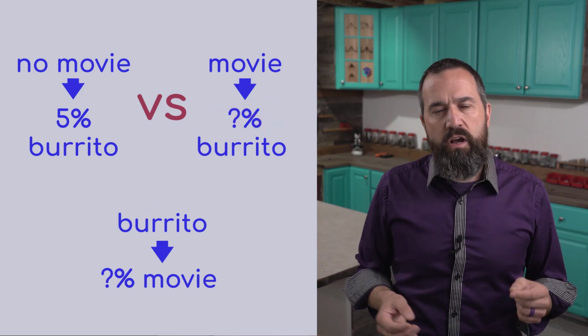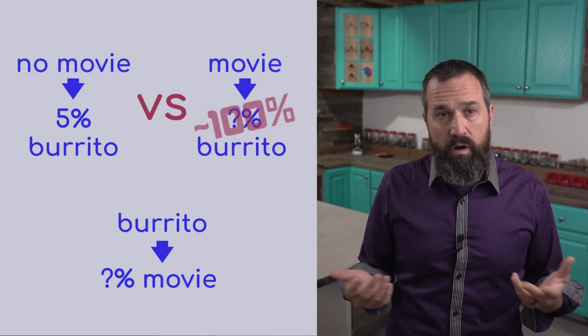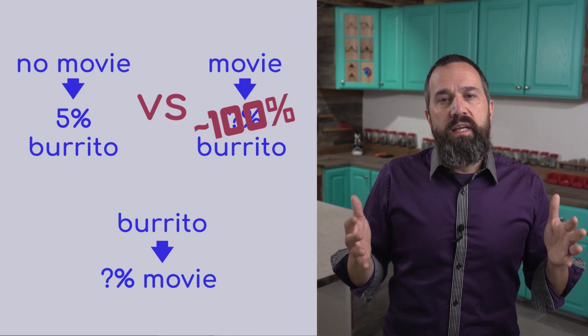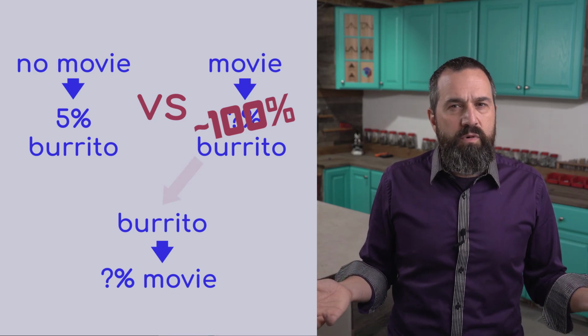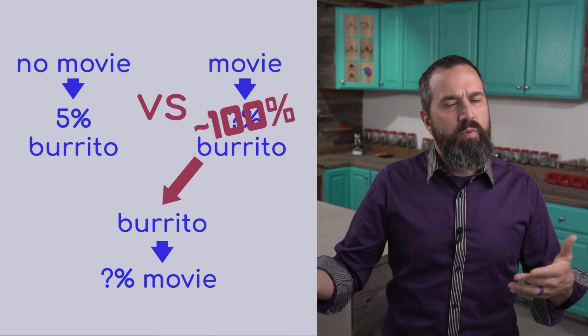If on the other hand, I almost always eat a burrito on movie day, the eaten burrito would indicate I probably went to the movies, because that's a much higher probability than the 5%. By the way, it's the same thing if you look at it from the reverse direction. If I almost always eat a burrito on movie day, and I ate a burrito, does that say I probably went to the movies? Nope, because maybe I almost always eat a burrito every day, movie days included.